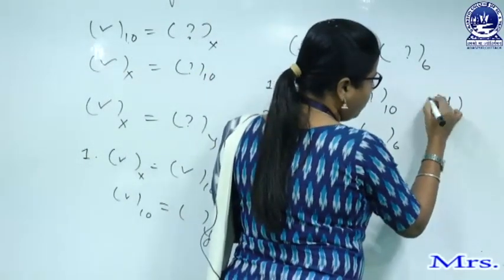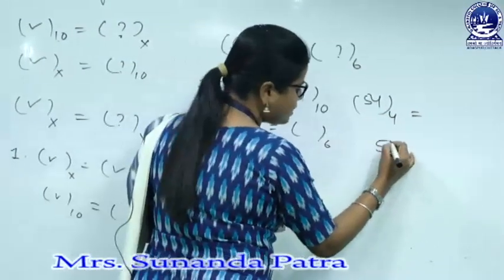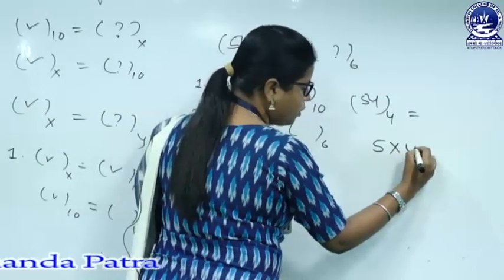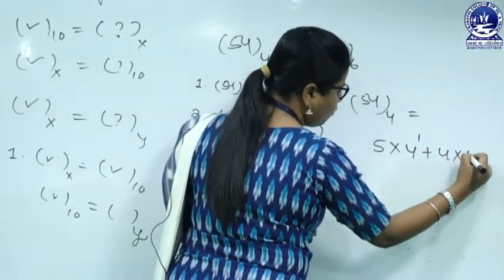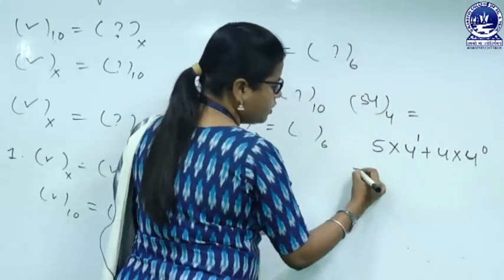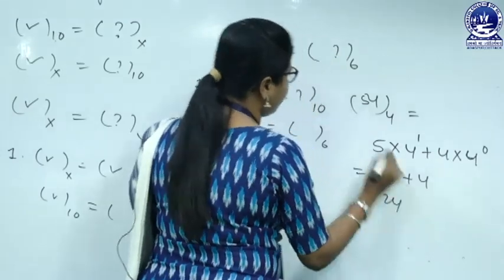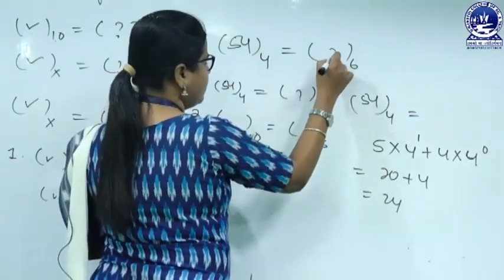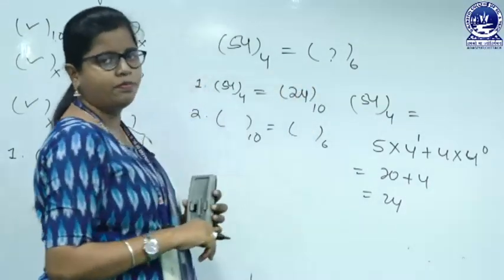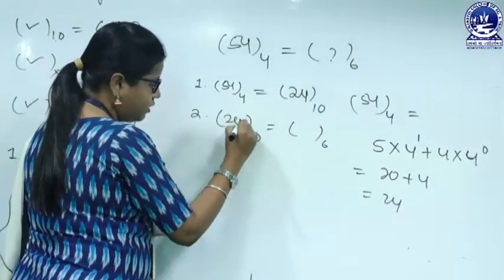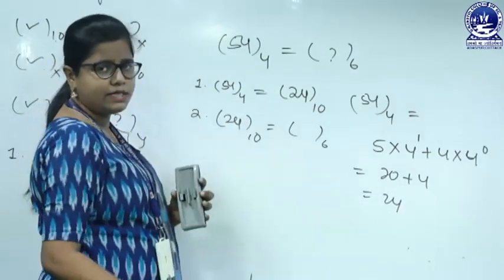54 base 4, we need to convert it into decimal. That means 5 into 4 to the power 1 plus 4 into 4 to the power 0. That is 20 plus 4, which is 24. So here we got the decimal as 24, and we need to convert this 24 into base 6.